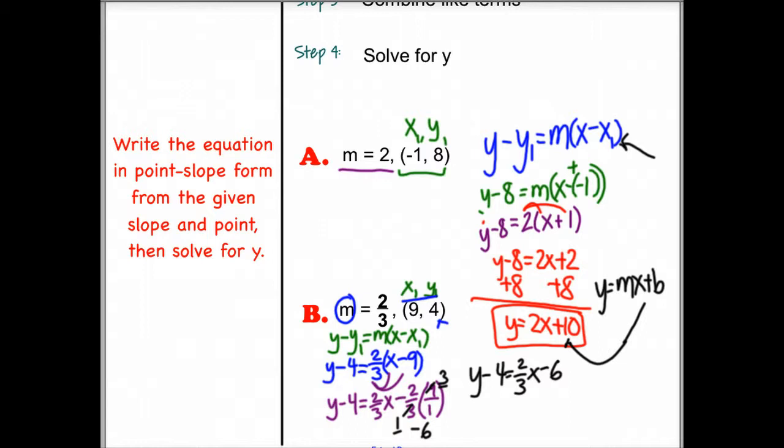And then what we want to do is solve for y. So we're going to add 4 to both sides. So our final answer is y equals 2/3 x minus 2.